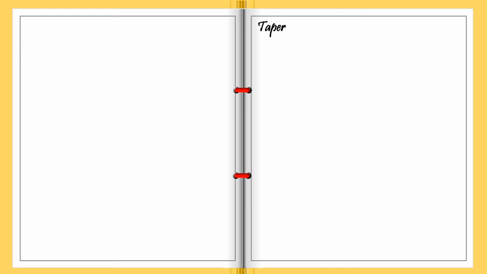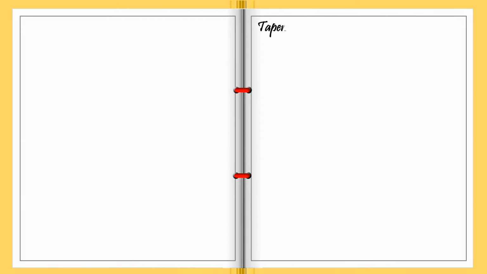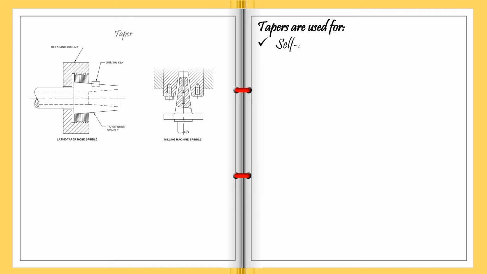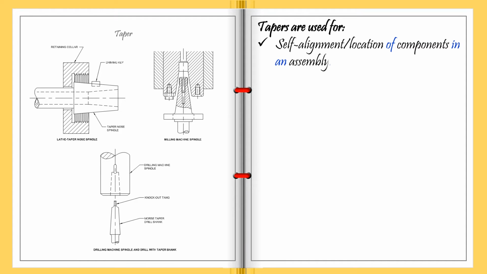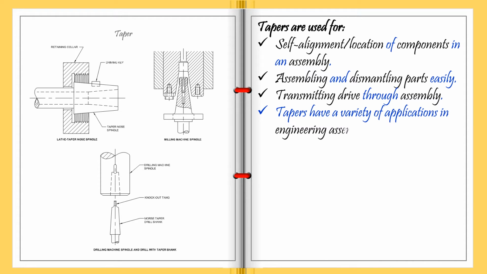Let's see about taper. Taper is a gradual increase or decrease in the dimension along the length of the job. Let's see about the uses of taper. Tapers are used for self-alignment, location of components in an assembly, assembling and dismantling parts easily, and transmitting drive through assembly. Tapers have a variety of applications in engineering assembly work.